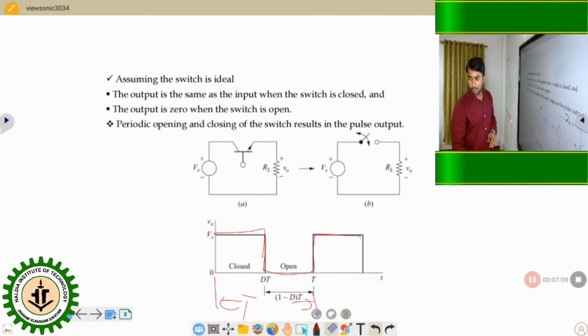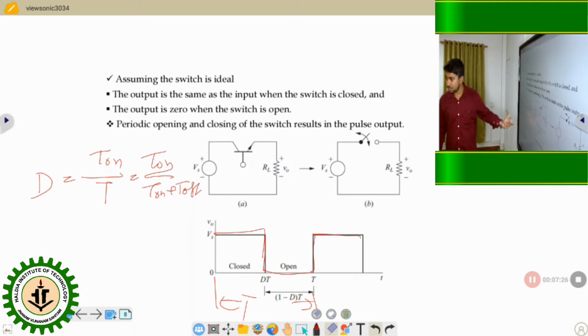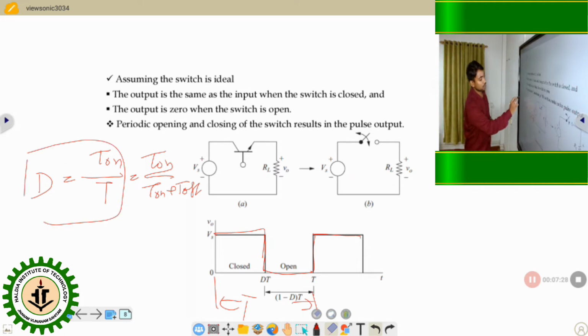And we know the duty ratio D is equal to T on by total T. What is T? It is the time period. Time period means T on plus T off. So here we can say D equals T on by T on plus T off. It is called the duty ratio. From this equation, we can calculate the T on. So T on is equal to D into T. This is the on time period, on time. Here the on time is called dT.